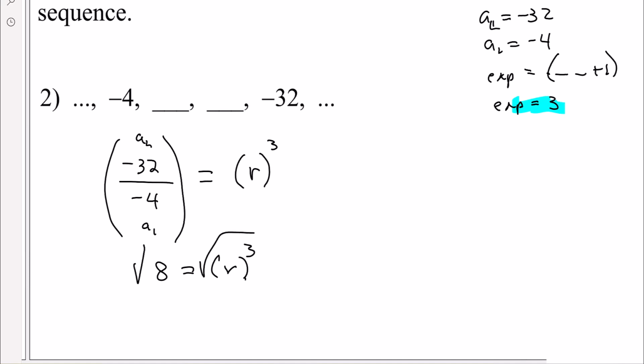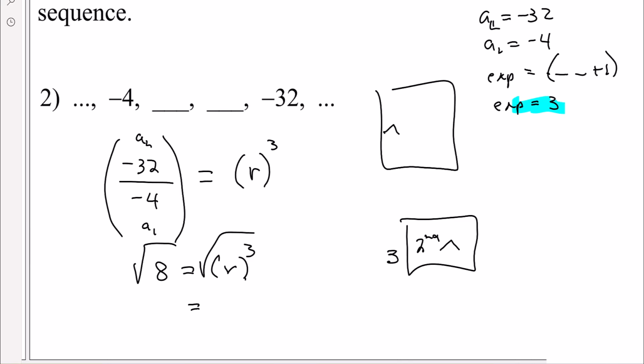So when you take the cube root of each side, and if you have a TI-30 calculator, this is how you type that in, the cube root. You type 3, then you hit the second button, the caret button. On the calculator, the caret button is over here. And then you type 8, enter, and that answer is 2. So the common ratio is 2.